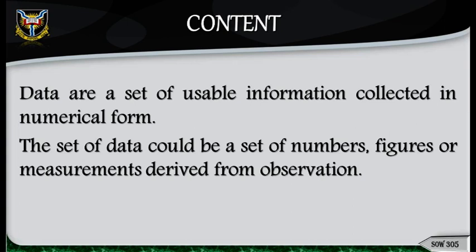Content. Data are a set of usable information collected in numerical form. The set of data could be a set of numbers, figures, or measurements derived from observation. However, the data so collected should be arranged in such a manner that a meaningful interpretation can easily be made. The first step to make meaning out of data so collected is to arrange them into what is called a frequency distribution.